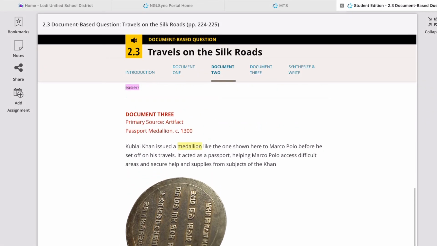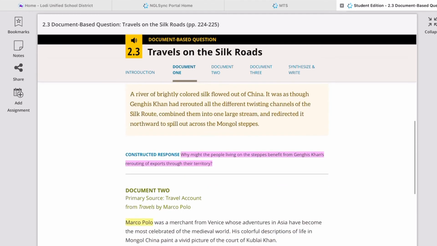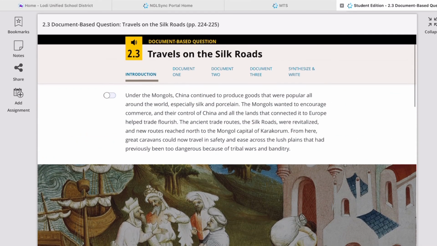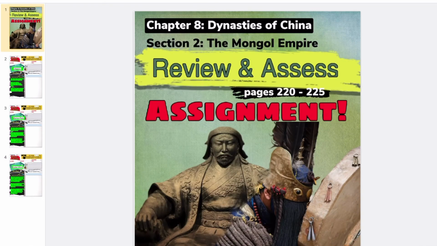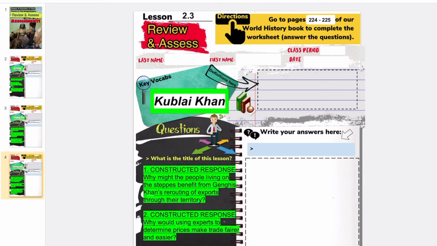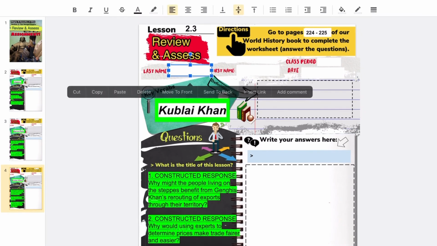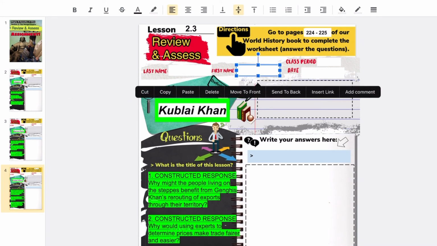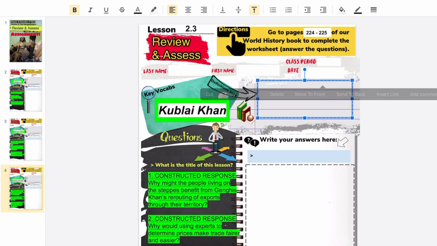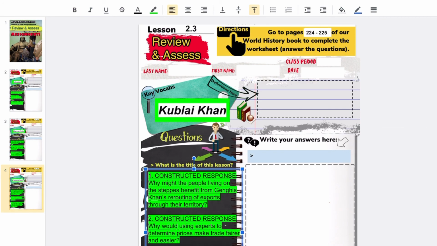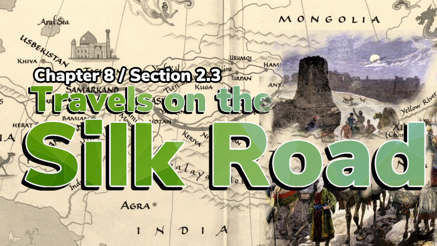Okay, those are the 3 documents that I want you to go through, analyze, and answer the questions that I just read in your review and assess assignment. Of course, don't forget to fill in the basic information. Our key vocab is a person again, Kublai Khan. Answer the questions in complete sentences, with correct answers, using your own words. This is our lesson, chapter 8, section 2.3, Travels on the Silk Road.